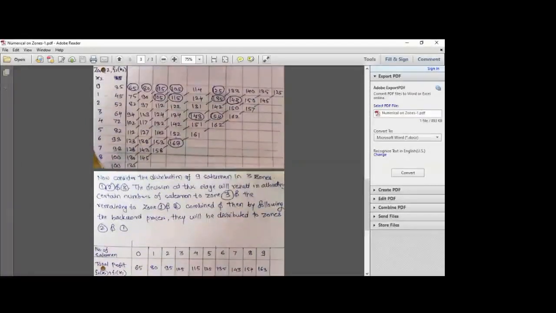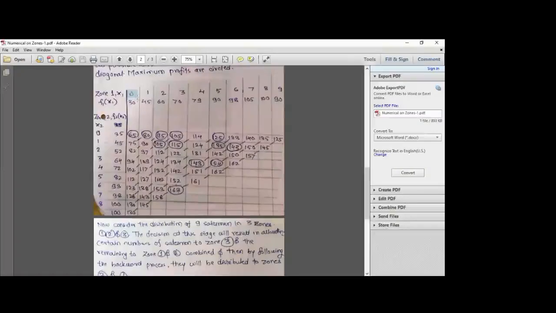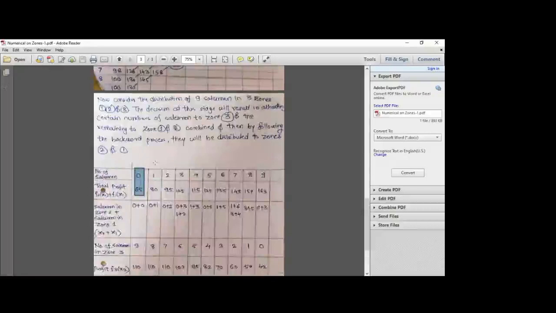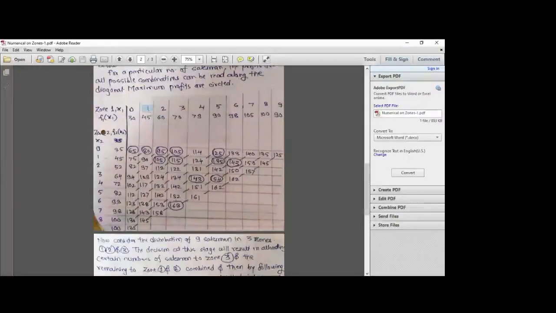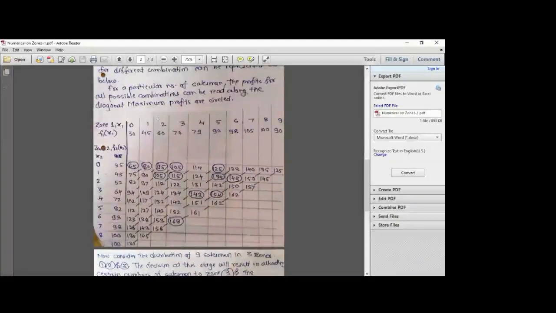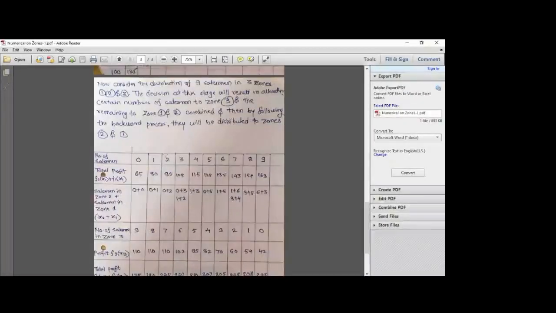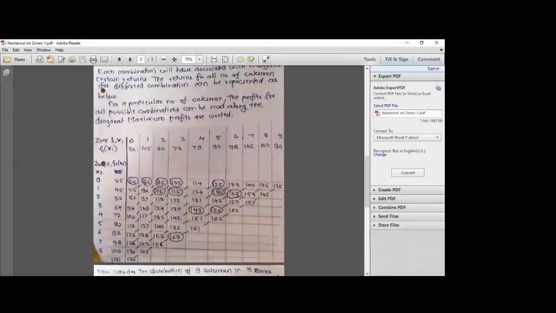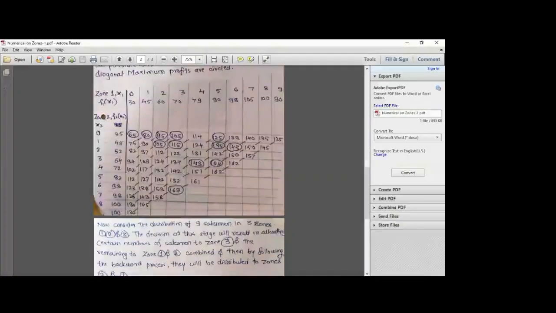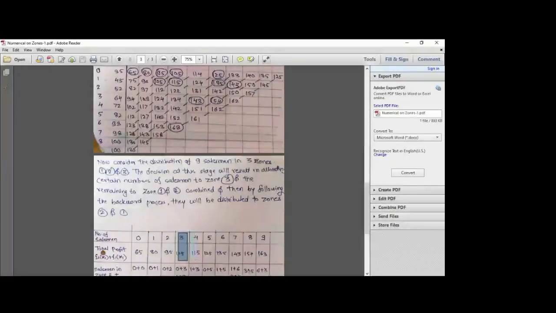So for zero number of salesmen, what is our maximum profit? It is 65. For one it is 80. For 2 it is 95. For 3 it is 105. Similarly for 4 it is 115.